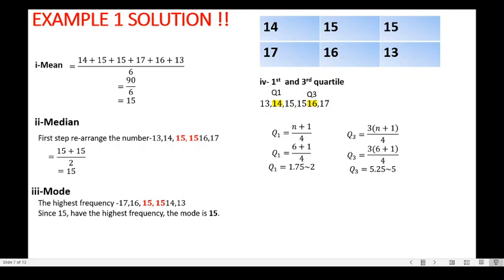Up to you guys, but I prefer you to arrange it from the lowest to the highest value. After you rearrange the numbers, then only we identify the middle value. Like this question, the first value is 13, followed by 14, 15, 15, 16, 17. So here we know there are two numbers in the middle. We cannot decide yet.